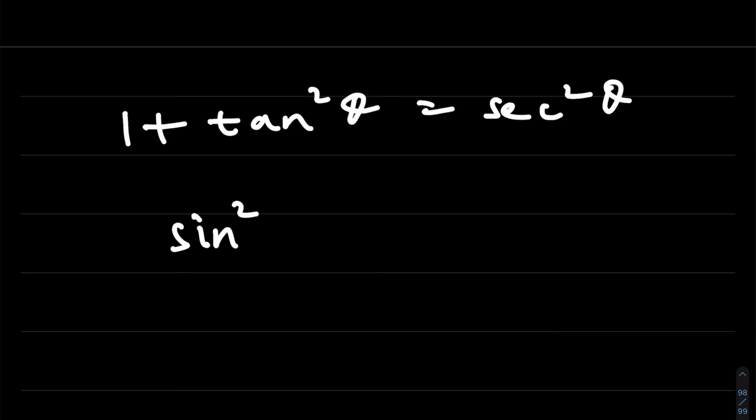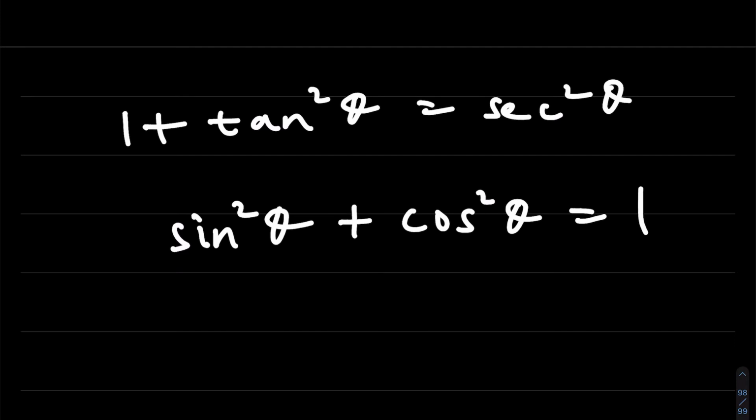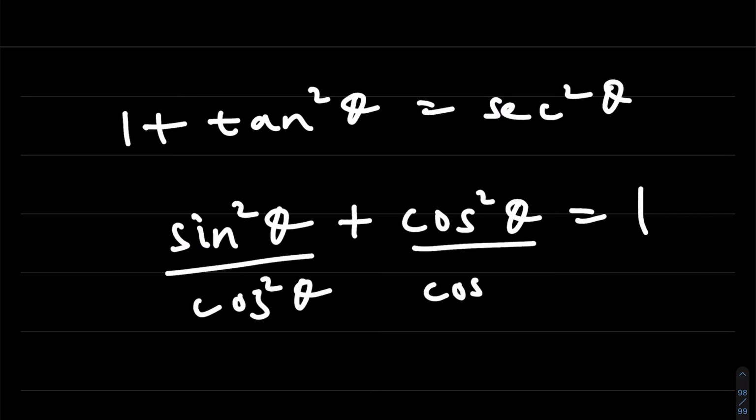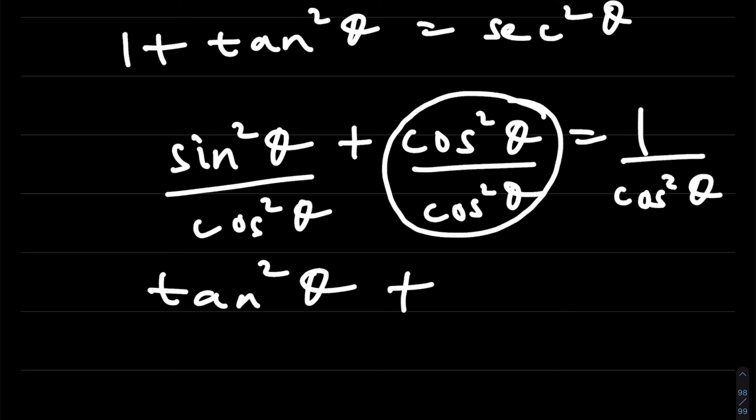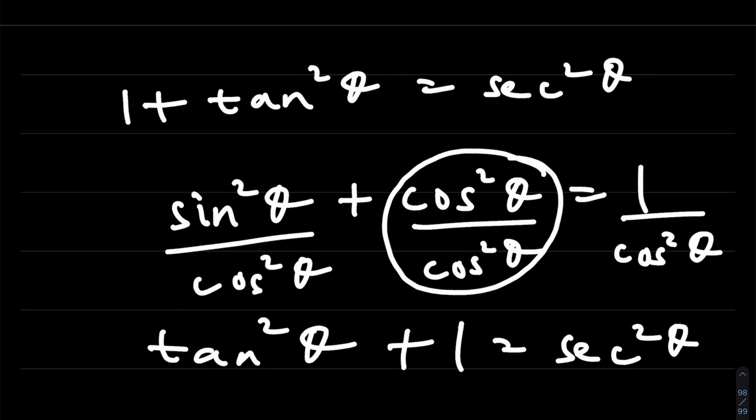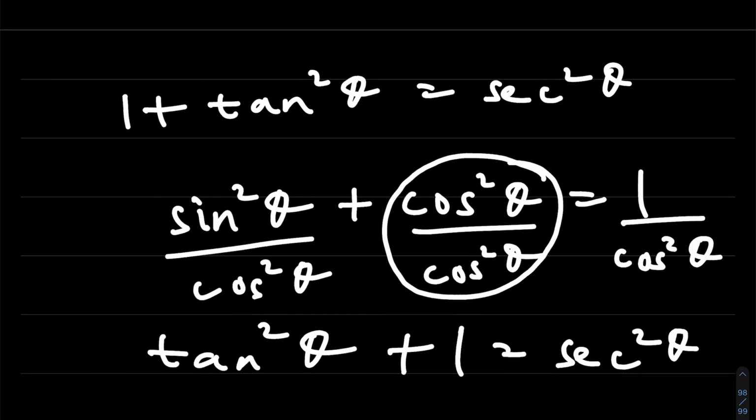Just go from here. Sin squared theta plus cos squared theta equals 1. Divide through by cos squared theta. You're going to get sin squared theta over cos squared theta, which is tan squared theta, plus cos squared theta over cos squared theta, which is 1, equals 1 over cos squared theta, which is sec squared theta. So 1 plus tan squared theta is the same as sec squared theta.